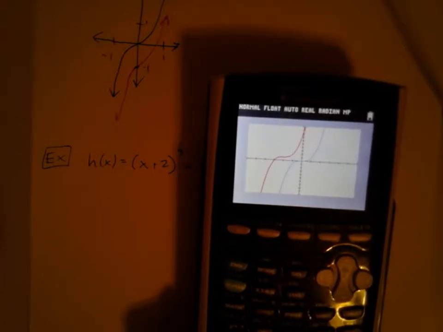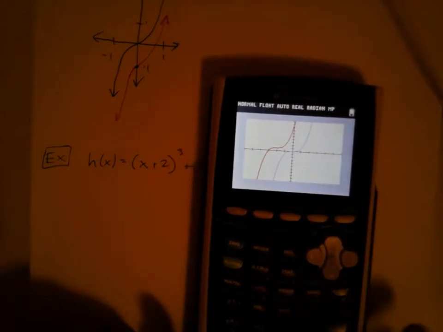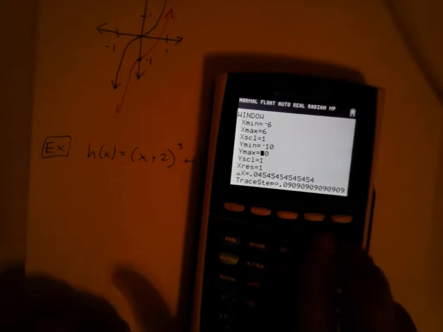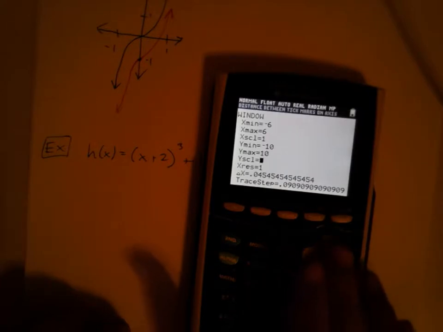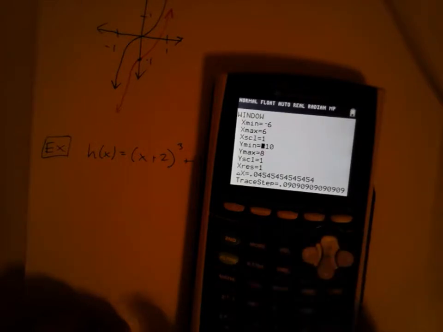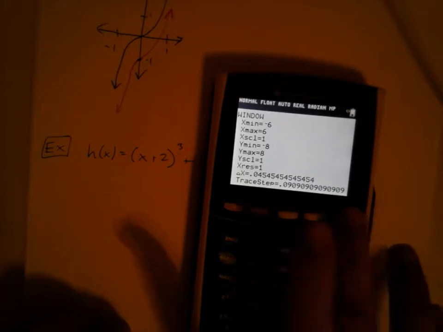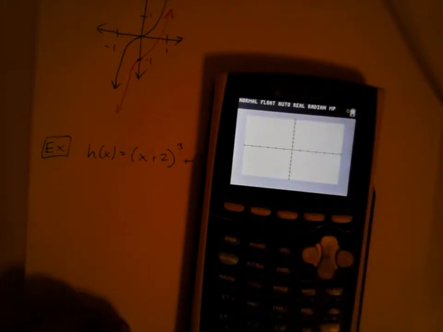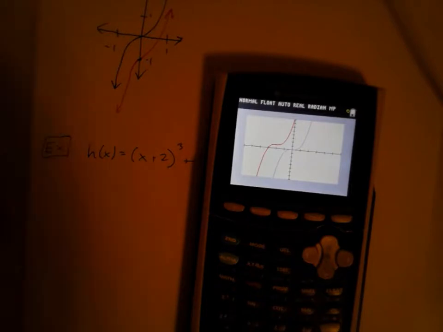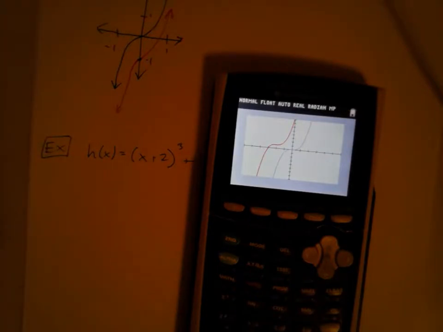Let me fix my window so we can see that just a little bit better. If we go over here, let's go by 8 and -8. Let's try that. There we go. There's our f of x. And now we can see that our h of x does in fact go over to the left 3 and up 1.